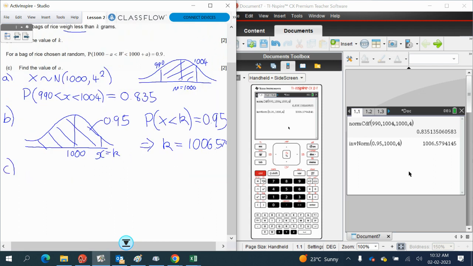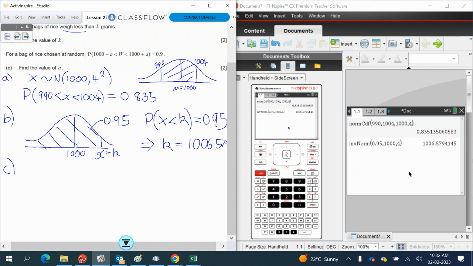C. For a bag of rice, the probability that it is between A below the mean and A above the mean is 0.9. Find the value of A. To solve this problem, sketch it. This is a hard problem knowing what to do. It's not a standard problem. These are your problem solving type questions that come towards the end. You need these for a 6 or a 7.